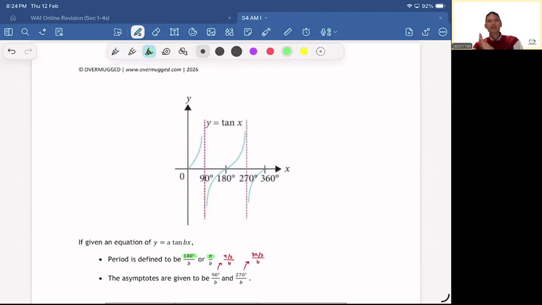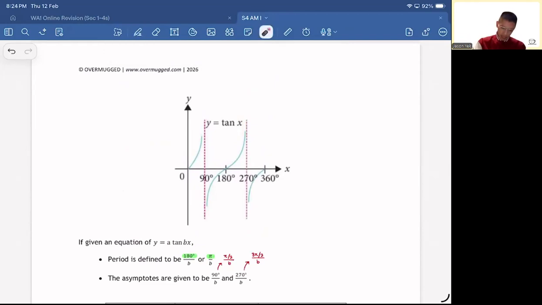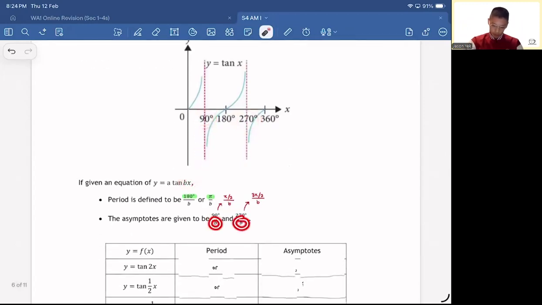Because your tangent has this thing called asymptotes. For those who are hearing this for the first time, what are asymptotes? It's basically imaginary lines that your graph will never touch at all. It just goes on and on, but it will never touch the line. That's why it's dotted. If it will touch, it's solid. If your period changes, your asymptote will change as well, but the good news is the scaling will change as well.